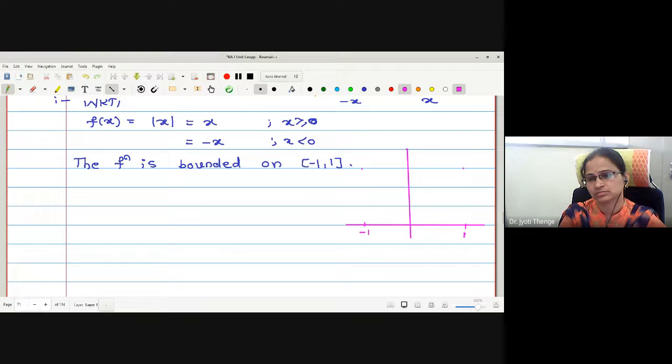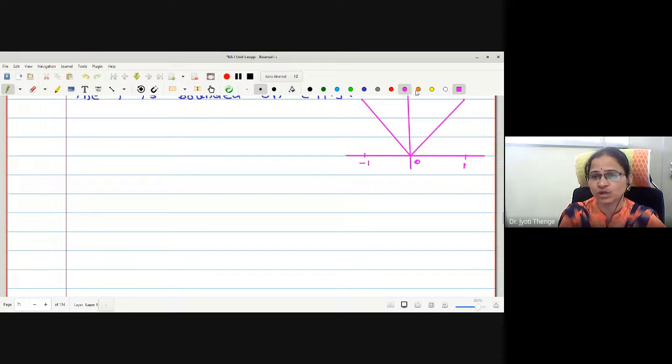V type. Yes, it is V type. Very good. It is the function mod x. But here I can say the function is bounded and continuous as well. Now let us go for making the partition. What is the idea I have told you to make the partition?